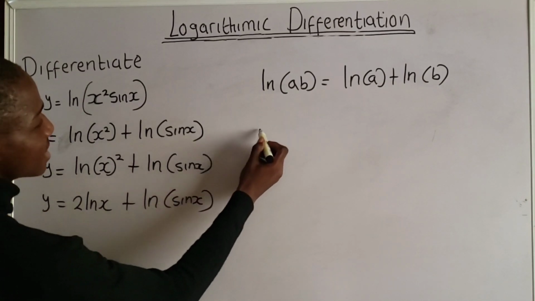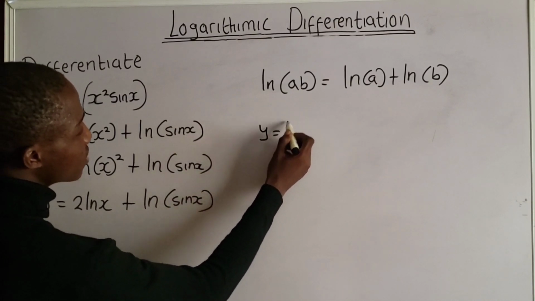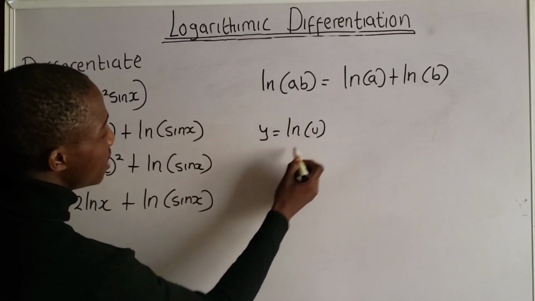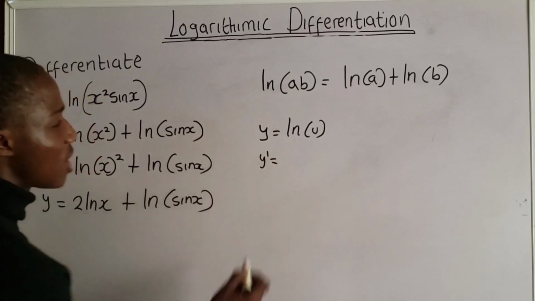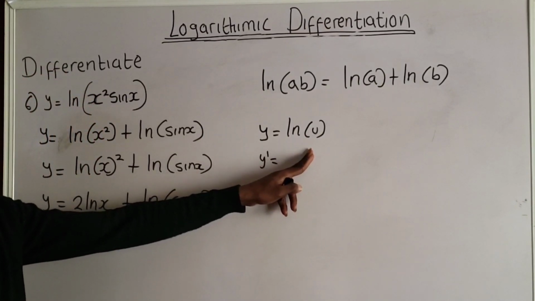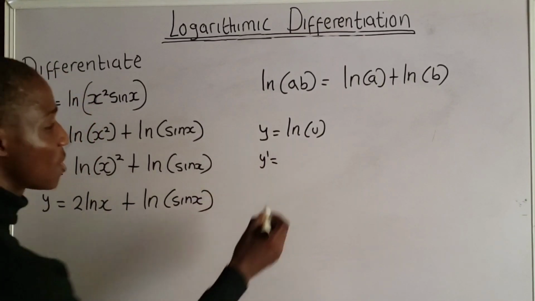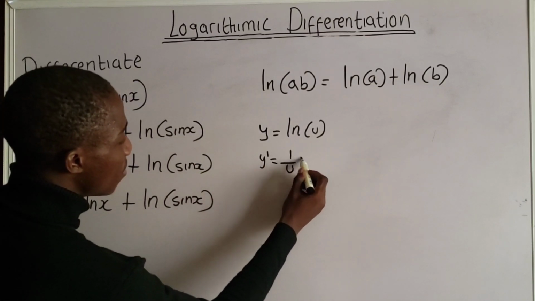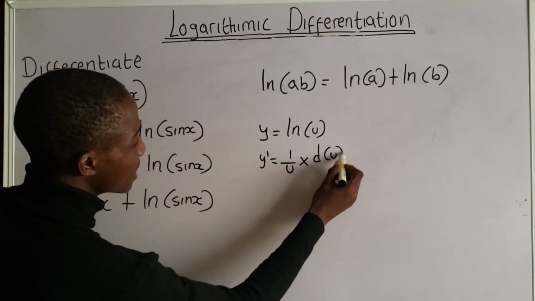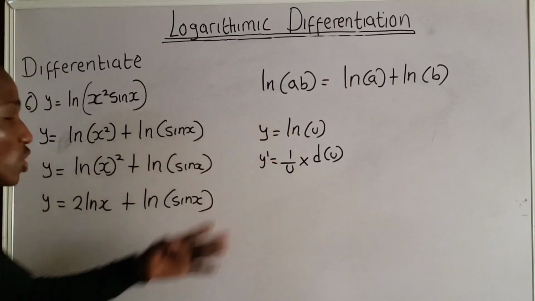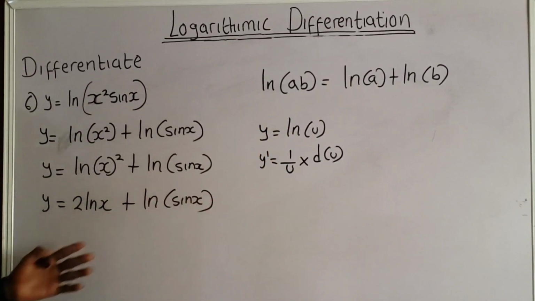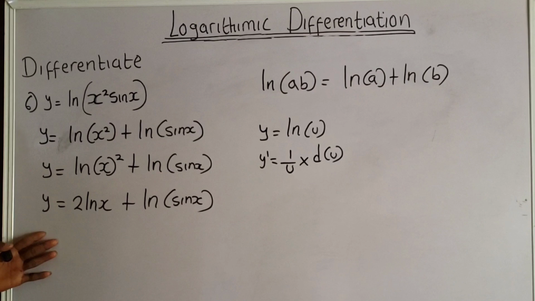Don't forget that if we have a function such as y equals ln u, the derivative of y is equal to the inverse of the function inside the bracket, which is u. So I'm going to have 1 over u multiplied by the derivative of u. That is the derivative of ln u. Now let us use the same step to solve this question.